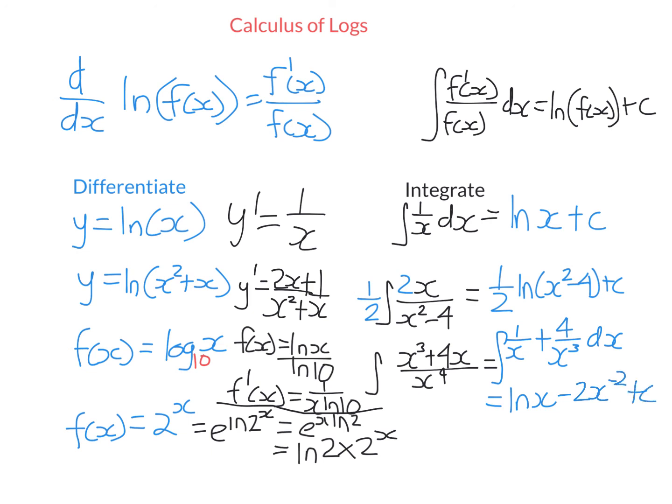So just to make it a little easier to work with, we could write it as ln x minus 2 on x squared plus c. If you were to differentiate this function, you would get that.